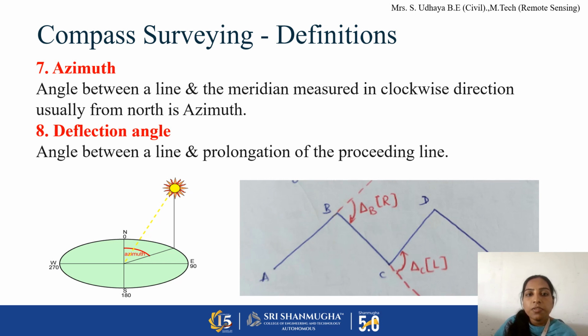Next one, deflection angle. Deflection angle is the angle between a line and the prolongation of the preceding line. You can look at the second image. Here BC is a line and AB is another line. The AB line is extended, that is, prolongated. The angle which the line makes with the prolongation of the preceding line is called deflection angle. Here you can see delta B. This is called deflection angle.